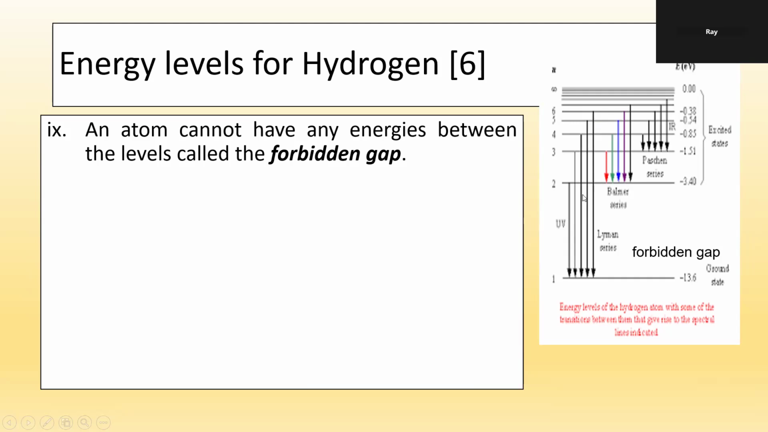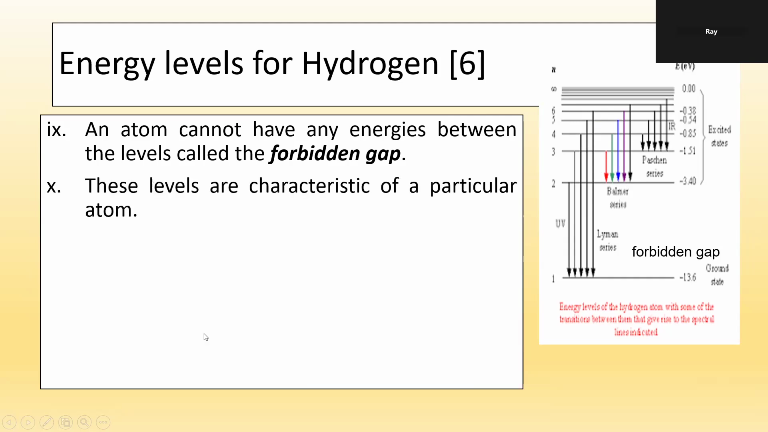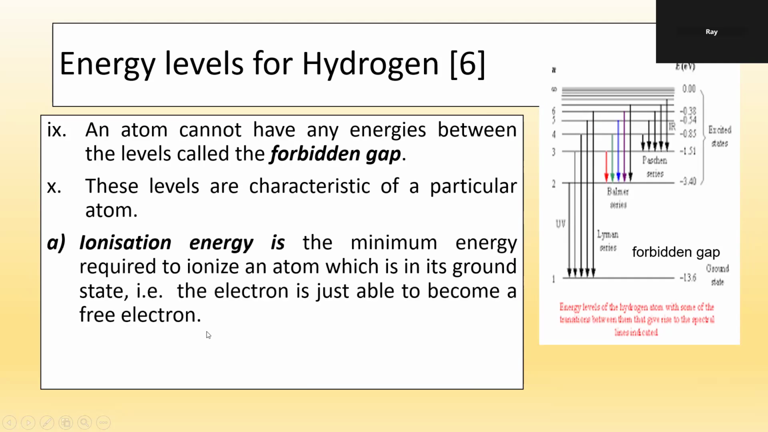We are just repeating. Ionization energy is the minimum energy required to ionize an atom which is in its ground state. The electron just becomes a free electron. So for hydrogen it is 13.6 electron volts, the ionization energy for the electron to become a free electron.